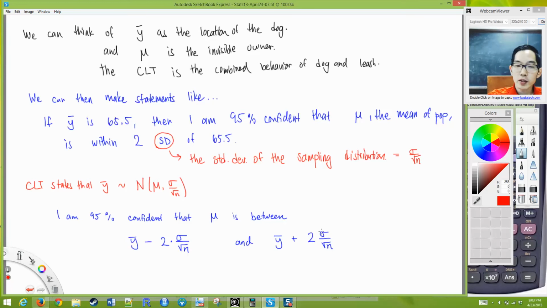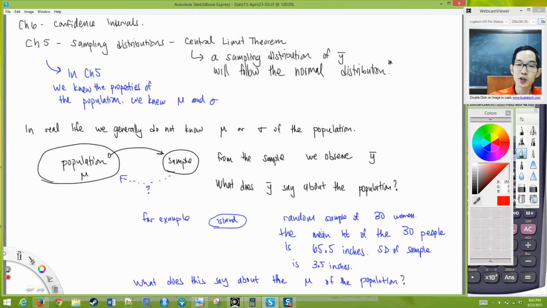Okay, so let me just flip back a couple slides. In this situation, we said the mean of our sample was 65.5. We looked at 30 women, and the standard deviation of our sample was 3.5 inches. Well, I would say the best thing we can do is just take a guess at what the standard deviation of the population is, and say our best guess is going to be the standard deviation of our sample. We don't know if it's accurate. We don't know if it's too big or too small, but that's probably our best guess right now. So that's what we're going to do.